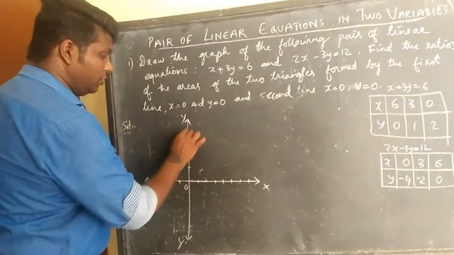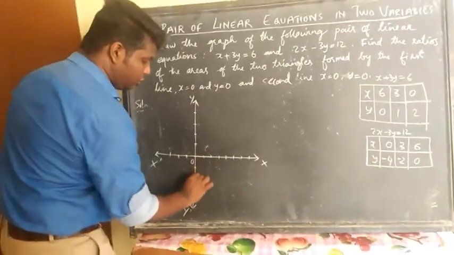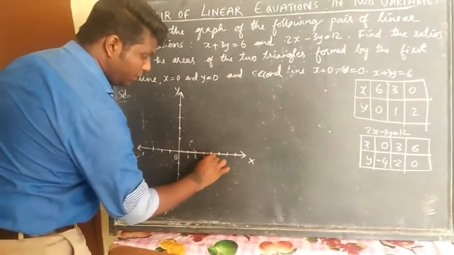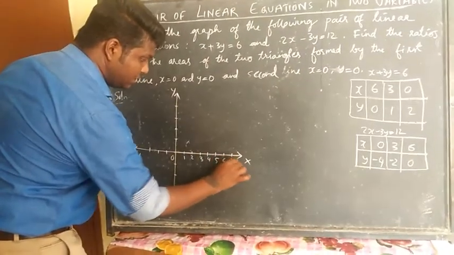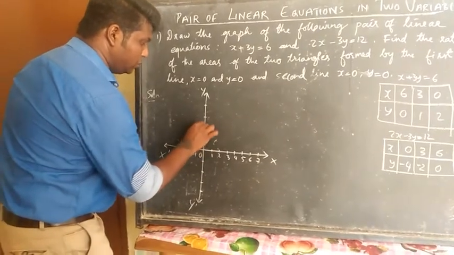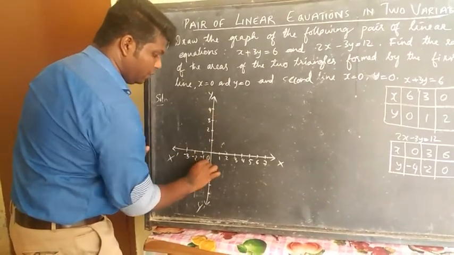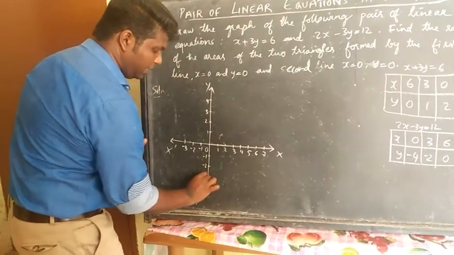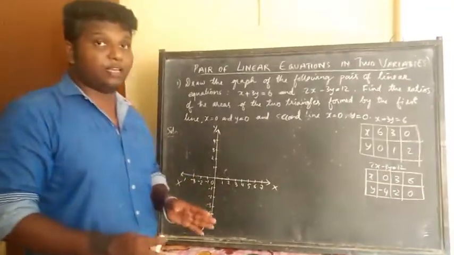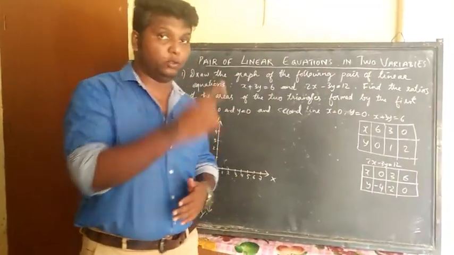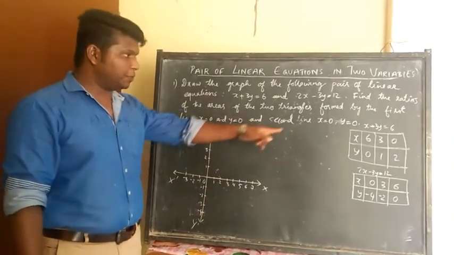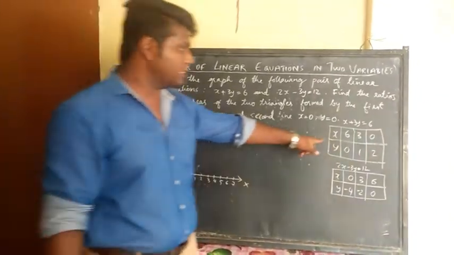So here 1, 2, 3, 4. Here 1, 2, 3, 4. So 1, 2, 3, 4, 5, 6, 7. Minus 1, minus 2, minus 3. 1, 2, 3, 4. Minus 1, minus 2, minus 3, minus 4, like this. Now you have plotted your graph. If you are having a graph book, that will be much simpler for you to plot this graph. So after plotting this graph, let's plot the given points.